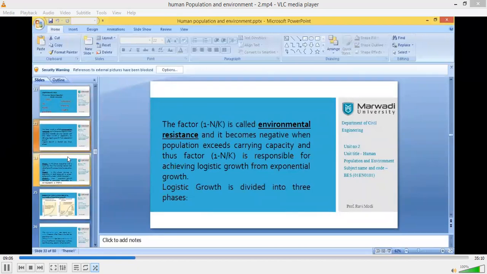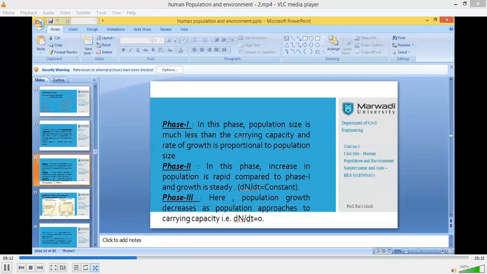Now this logistic growth is divided into 3 phases. What are those 3 phases? Phase 1, in which population size is much less than the carrying capacity and the rate of growth is proportional to the population size. So here the carrying capacity is more and the population size is less. In the second phase, the increase in population is rapid compared to phase 1, but the growth is steady, so dN by dt is a constant value. And in phase 3, the population growth decreases as the population approaches the carrying capacity, that is dN by dt is equal to 0.